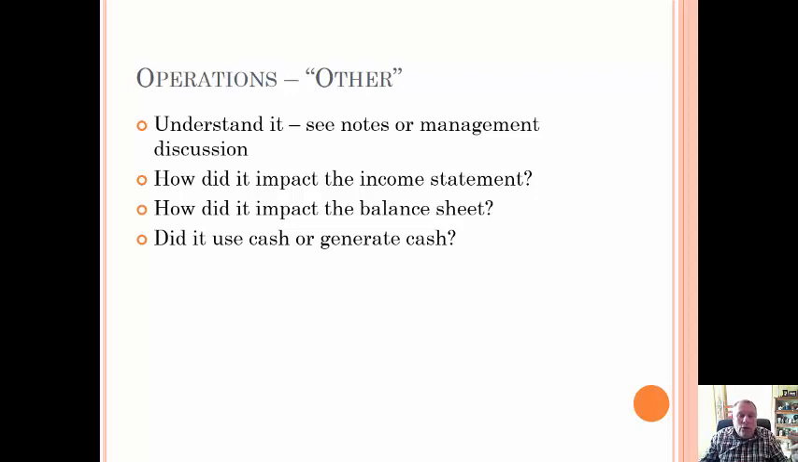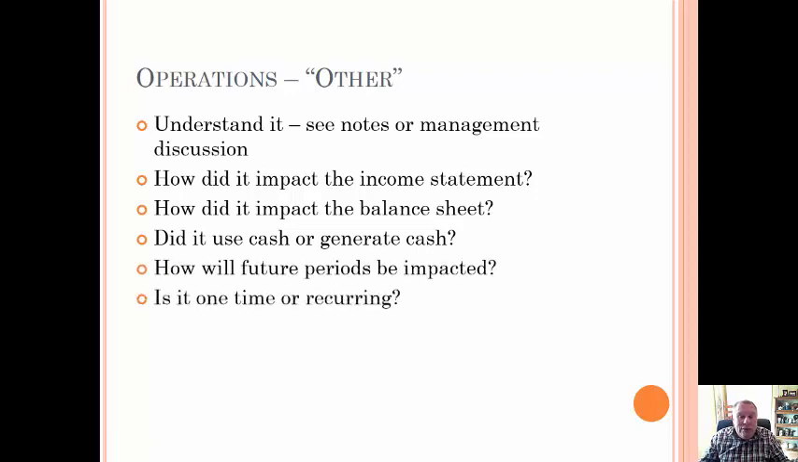Come back, debit, credit. How did it impact the balance sheet? Did it use cash or generate cash? How will the future be impacted? Is this a one-time or recurring? Okay, this is where the debit and the credit comes. Anything in other, you have to look at it and say, where are the debits, where are the credits? Because that will tell you the income statement, the balance sheet. Then you got to find out, did it use cash or generate cash, or neither? How will future periods be impacted?